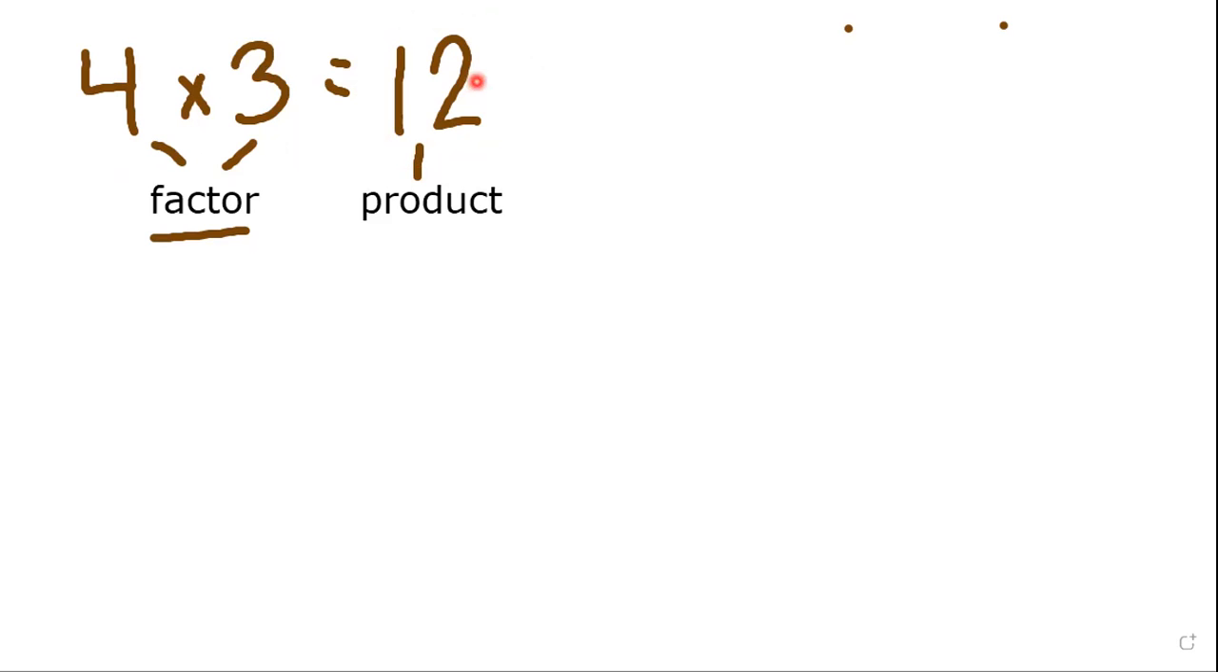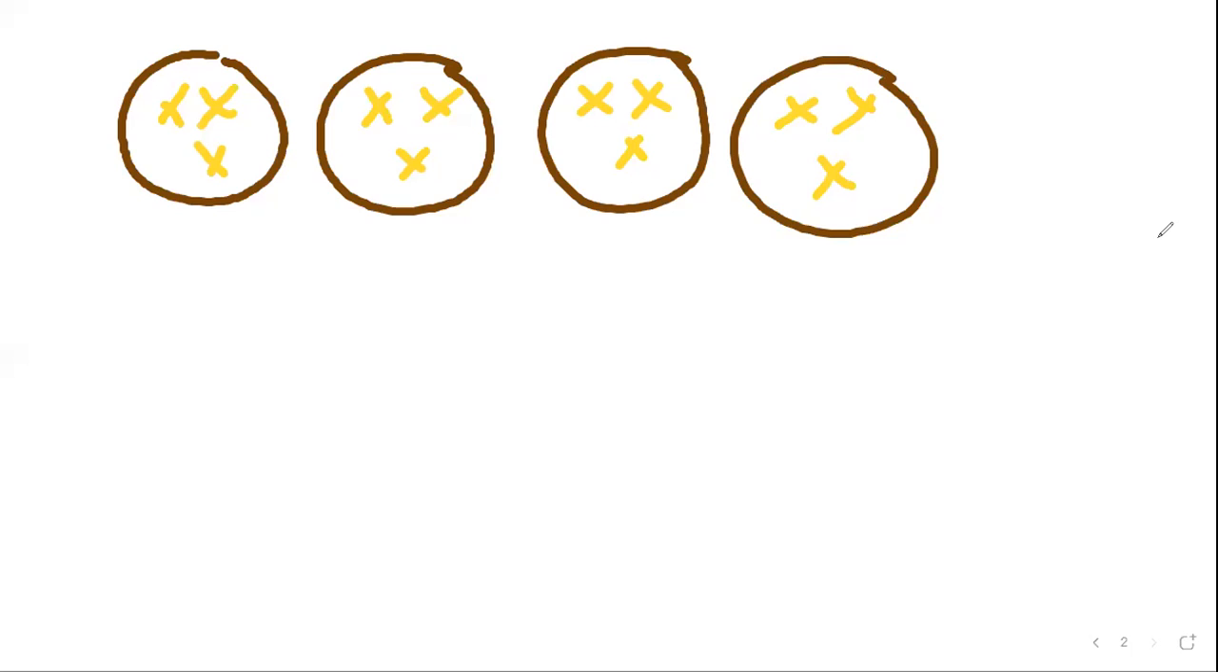All right. Now let's talk a little bit more about adding and multiplication with some examples. Okay. So here's your first example. Look at the picture on your screen. How many circles do you see? 4. So that means there are 4 groups. How many stars or X's are in each circle?